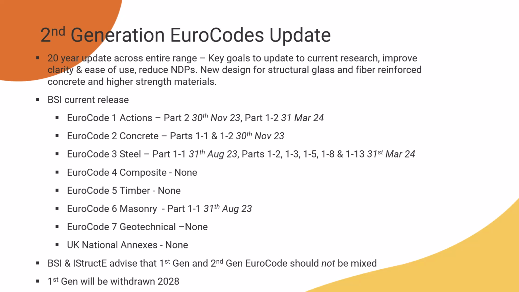It's worthwhile saying that both BSI and IStructE advise that first generation and second generation Eurocodes shouldn't be intermingled with each other. So that really precludes their use until such time as, well, obviously without the UK national annexes, they can't be used in any case. So you are covered with first generation Eurocodes until 2028, which is the current timescale of when they plan to be withdrawn. As we can see, the second generation Eurocodes are very much at rollout stage and preliminary education and awareness stage.